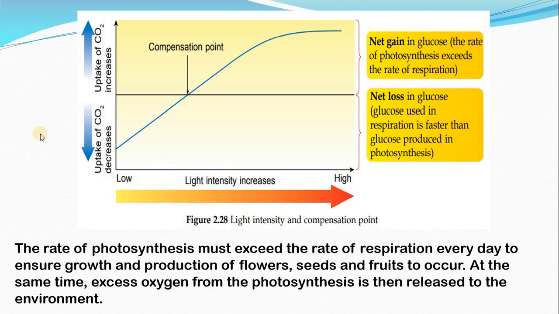Okay, make sure you can understand this graph. I repeat, this is the compensation point. It refers to the level of light intensity when the rate of respiration equals the rate of photosynthesis. If it is higher than that, the rate of photosynthesis is higher than the rate of respiration. If it is lower than that, it refers to the light intensity whereby the rate of respiration is more than the rate of photosynthesis.